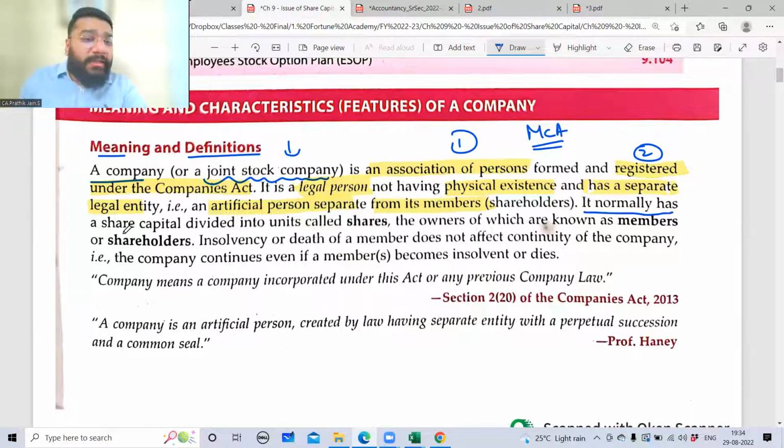it normally has a share capital. So every company, like every business, has a capital. Here we don't use the word capital, we have share capital. So the company normally has a share capital. In our example, the share capital total is how much? 100 crore. This 100 crore is divided into smaller units called shares. That's what it did now.